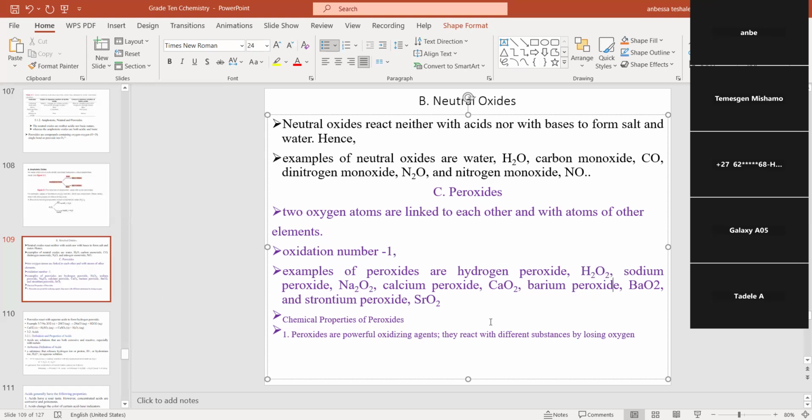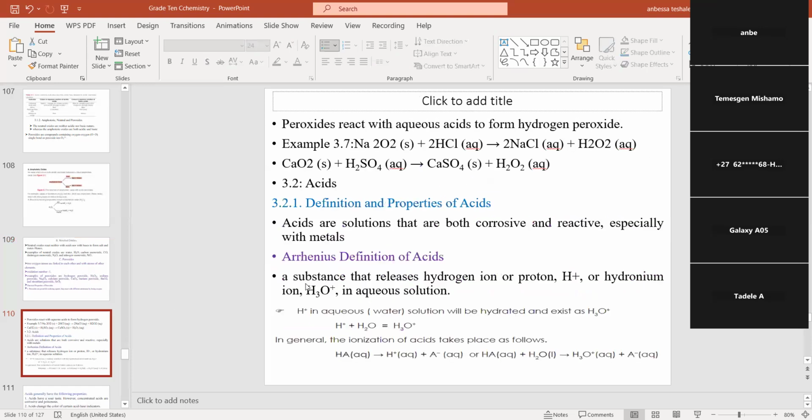What is the property of peroxide? Peroxides are powerful oxidizing agents. ይህንን ቅድም እንዳልኳችሁ ነው። It is a powerful oxidizing agent. It oxidizes a substance. So these are some examples of peroxide. Peroxide reacts with acid, it gives salt plus water. When again peroxide reacts with, here is calcium peroxide plus sulfuric acid gives salt plus water.